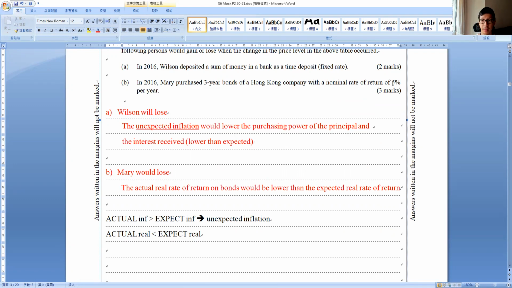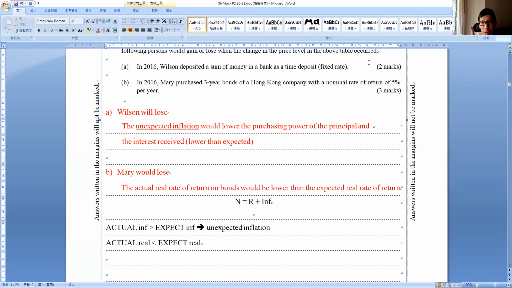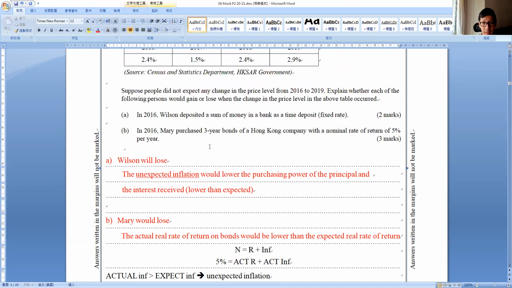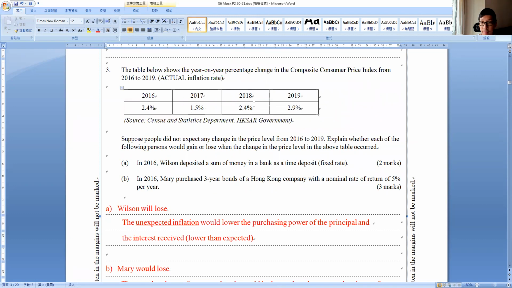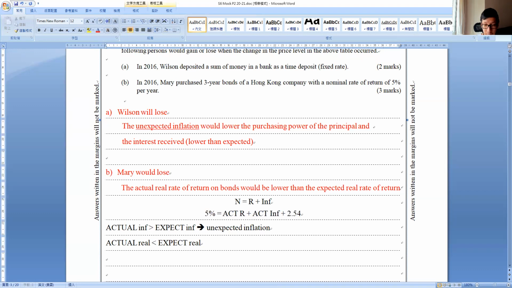Okay 好嘛 so this is part A. Now what about part B? Now part B you need to do something extra because you're given the percentage here. So Mary would lose this much we know, because by Fisher's equation, actually. Let's do it. By Fisher's equation, we remember nominal equals real plus inflation. Then we should be able to get, now nominal is 5%, on one hand, the actual real plus actual inflation. Let's say here, this will be around 2.5% actual inflation in these 3 years. On another hand, what about the expected real?